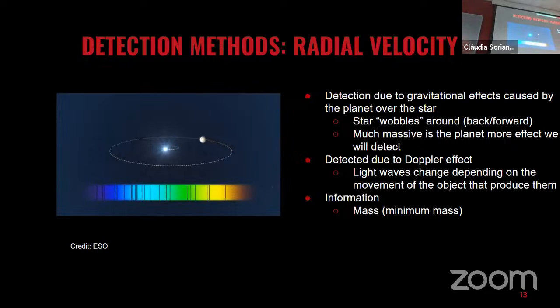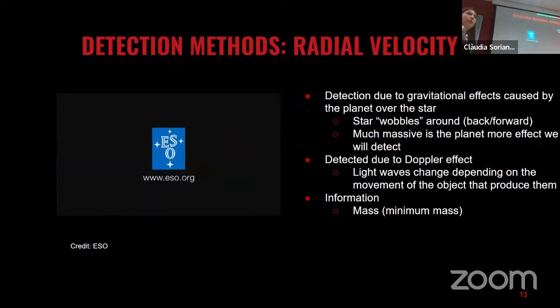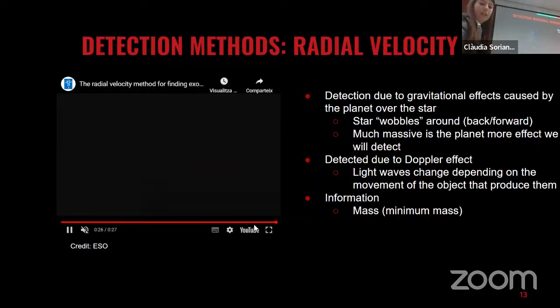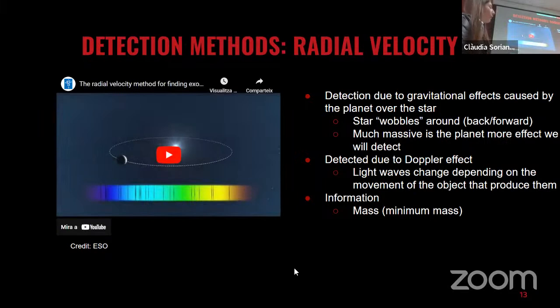and we can appreciate this effect thanks to the light that we receive from the star. So we can see this movement thanks to the Doppler effect. If the lines of light move to the red or to the blue, it means that there is this movement in the star. So we can detect the presence of an exoplanet. And this kind of technique can give us information about the mass of the planet.